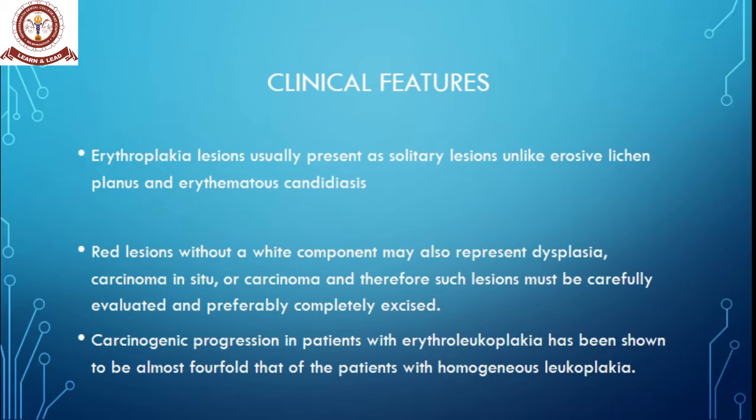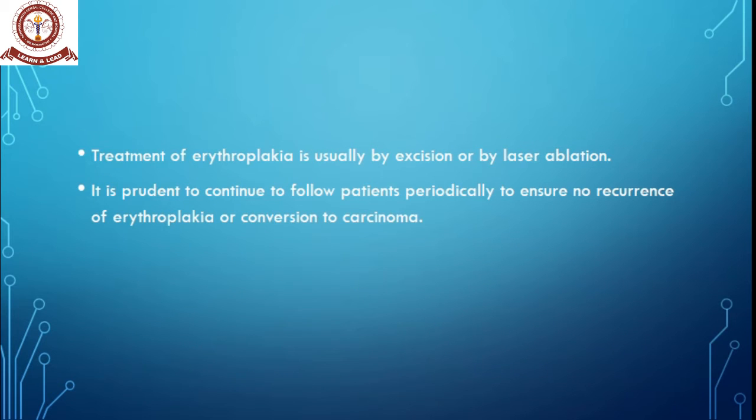Carcinogenic progression in patients with erythroleukoplakia has been shown to be almost fourfold that of patients with homogeneous leukoplakia. Treatment of erythroleukoplakia is usually by excision or by laser ablation. It is prudent to continue to follow the patients periodically to ensure no recurrence of erythroleukoplakia or conversion to carcinoma.